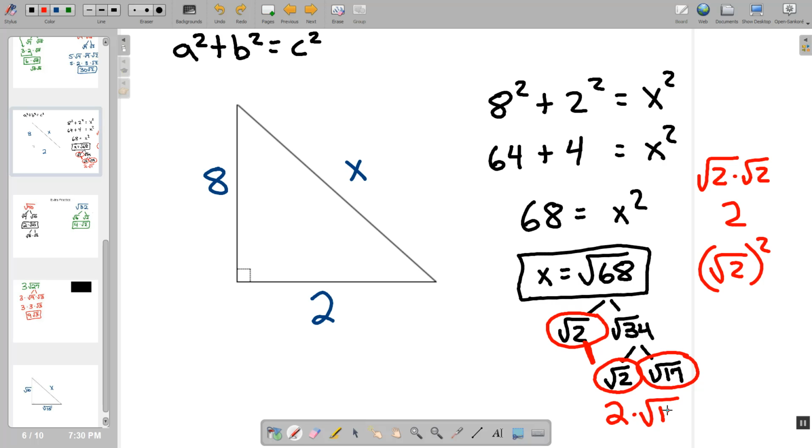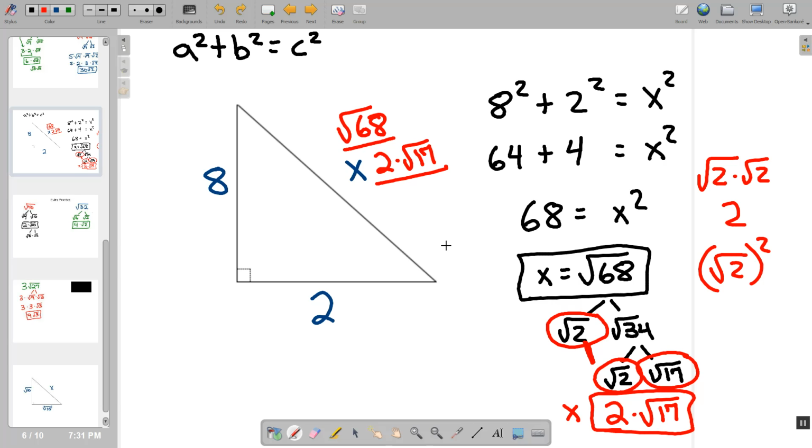times the square root of 17, which means our x is equal to the square root of 68, but it's also equal to 2 times the square root of 17. And these should be equal to each other. If I type this into a calculator and this into a calculator, I should get the same thing.